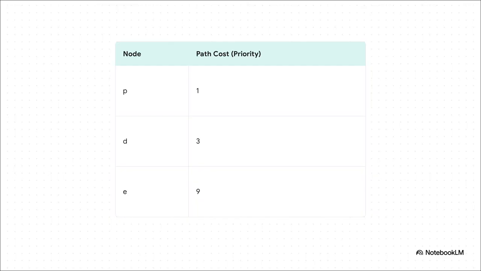So let's take a quick look inside one. You can see it's just a list of nodes and how much it costs to get to them. We've got a path to node E that costs 9, one to D that costs 3, and one to P that costs 1. The priority queue is smart enough to know, without a doubt, that the path to P is the top priority right now, because it's the cheapest.